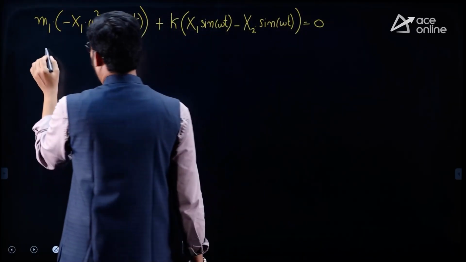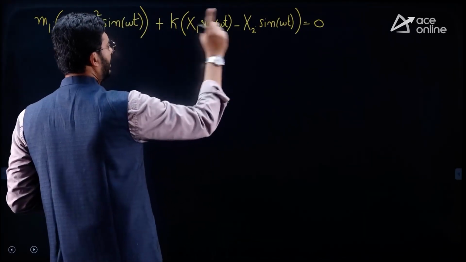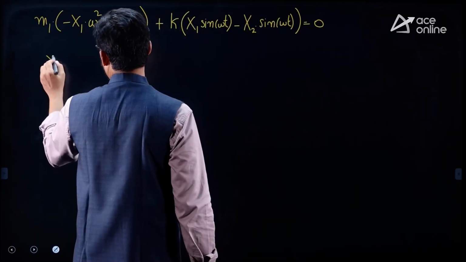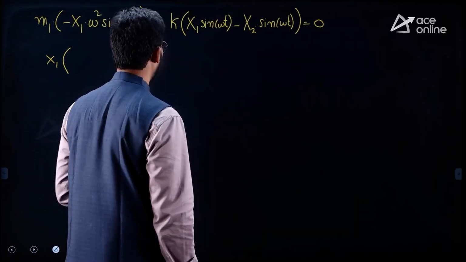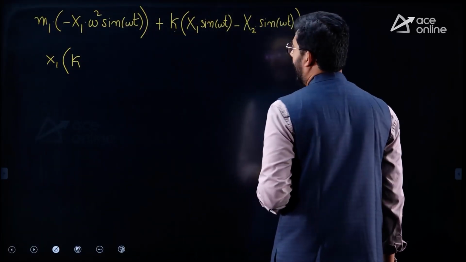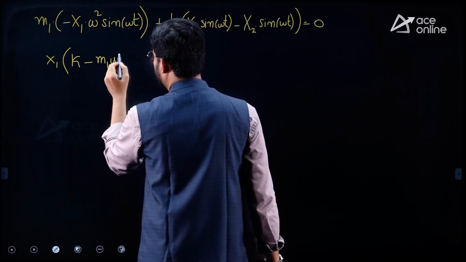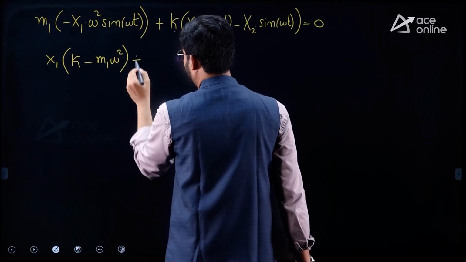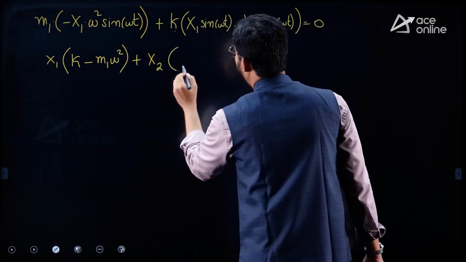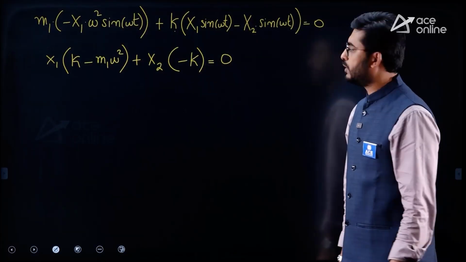So what we get, the final expression, if we observe here, sine omega t will get cancelled, and the coefficients of x1, if we take up the coefficient, here we have got k, and on this side we have got minus m1 omega square, plus the x2 coefficient, here we have got minus k. This is equal to 0.